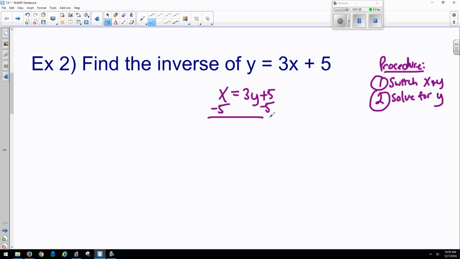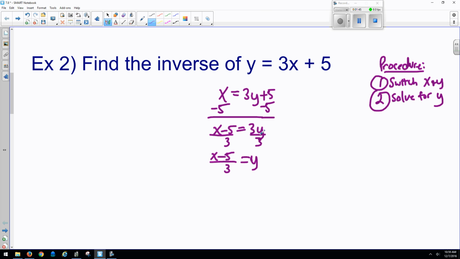You can make sound effects while you're doing this. I find that it helps a lot. All right, so we get that. Every single one of you should be able to solve for y at that point.